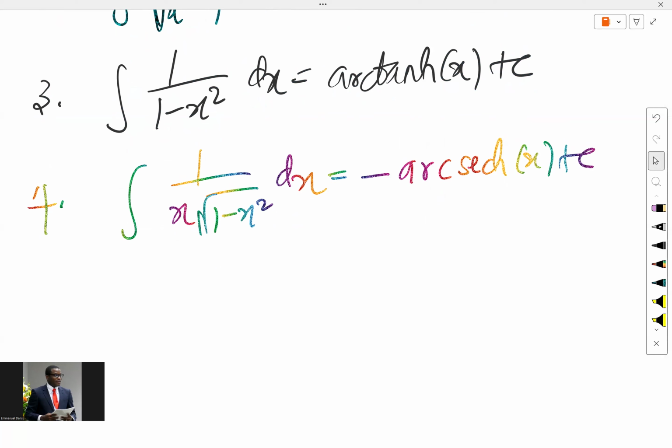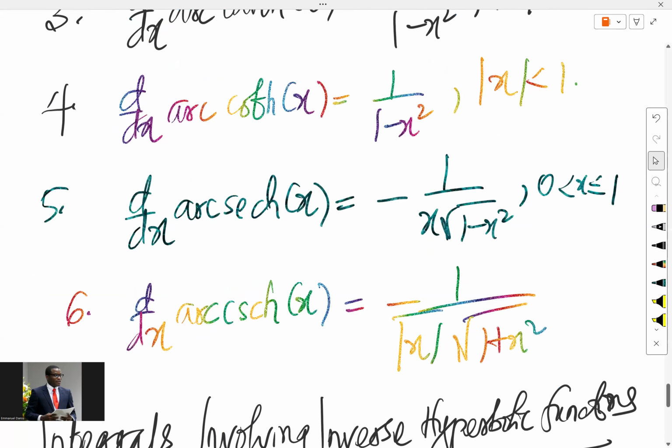So these examples and explanation should help in understanding the properties and applications of inverse hyperbolic functions. So, I mean, it can be really tedious.